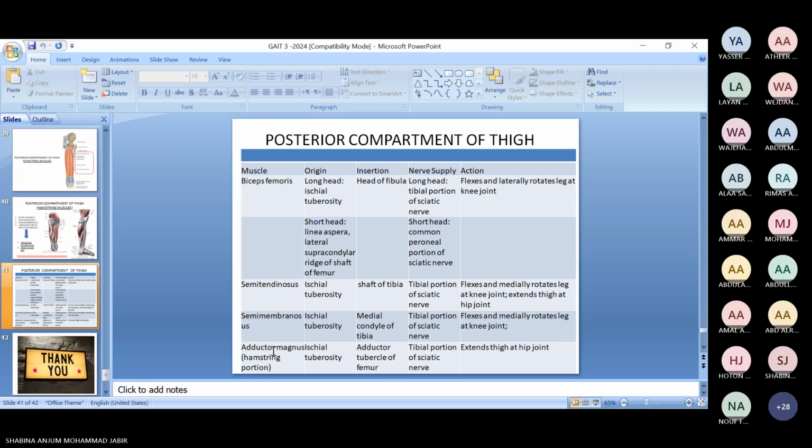Now we have the last muscle, adductor magnus, which has a hamstring part as well as an adductor part. This part will take origin from the ischial tuberosity. Where is the insertion? Over the adductor tubercle of the femur. Do you remember the adductor tubercle? Yes, because many times we are talking about it. It is just above the medial condyle of the femur, and it receives the insertion of the adductor magnus muscle. It has nerve supply by the tibial part of the sciatic nerve, and it helps in extension of the thigh at the hip joint.